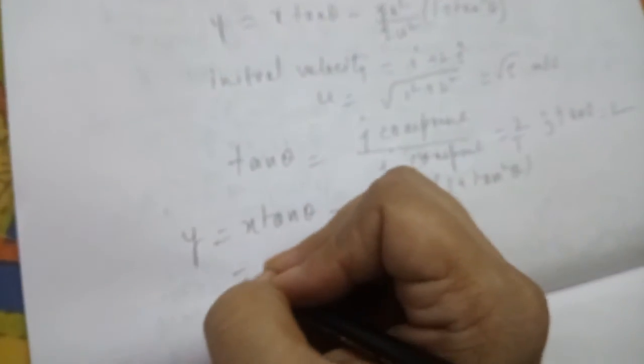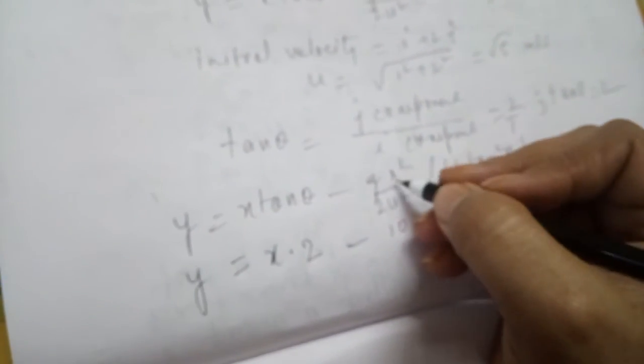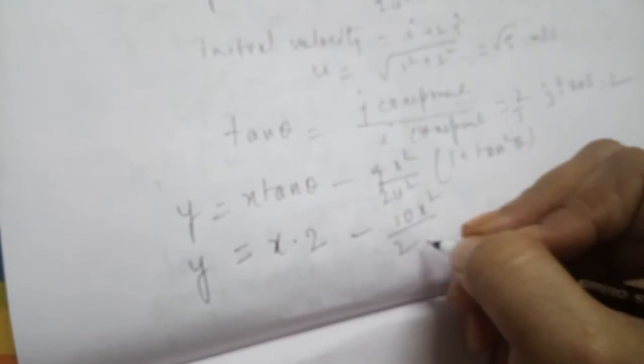We'll keep x as it is. y equals x, and instead of tan theta we write 2, minus g, which we have taken as 10, x square remains as it is, divided by 2 times root 5 whole square, times 1 plus tan square theta, which is 1 plus 2 square. So this equals 2x minus, with root 5 squared being 5 cancelling, x square times 1 plus 4, which is 5. So we get the equation of the trajectory: 2x minus 5x square. This shows that it is the equation of a parabola.